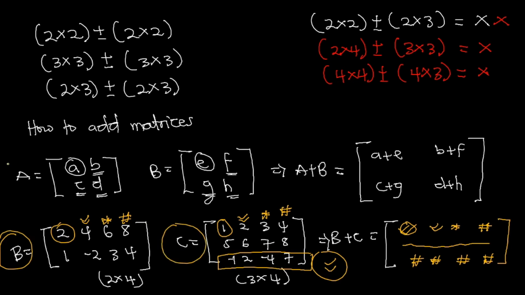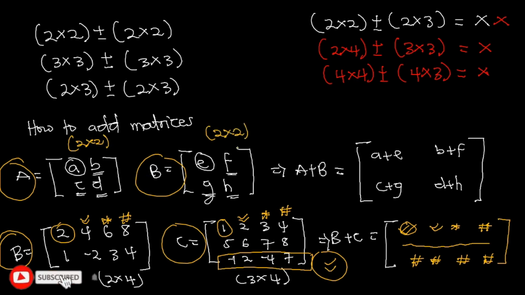So for us to be able to add matrices, we need to make sure they are of the same order. Like for instance, this is a 2 by 2 matrix, so we can add it to another 2 by 2 matrix. The other thing we need to note is that addition of matrices is commutative.